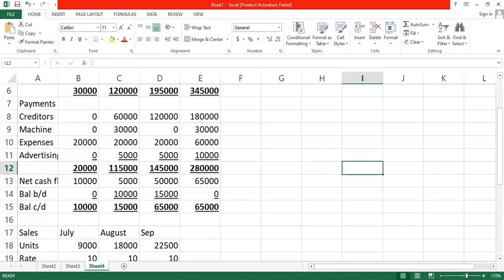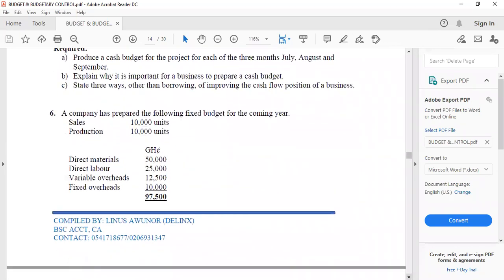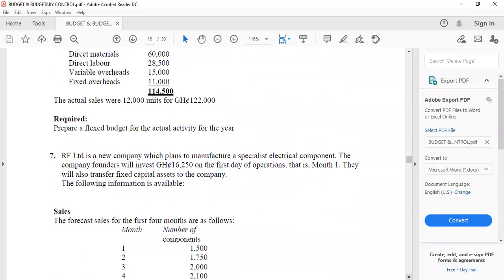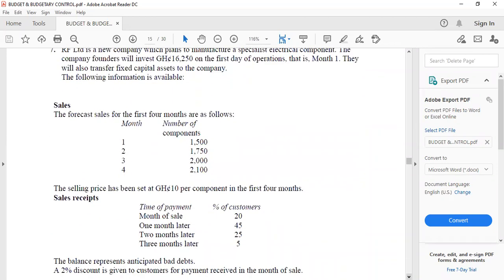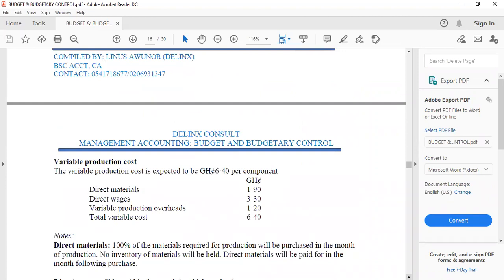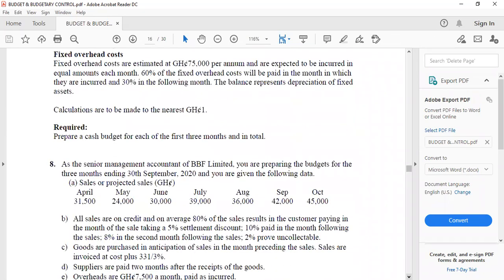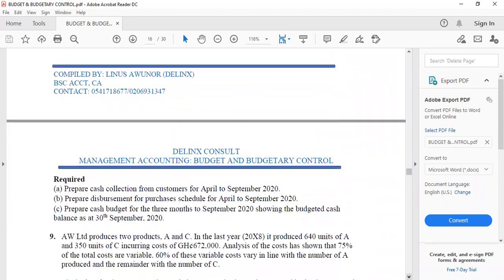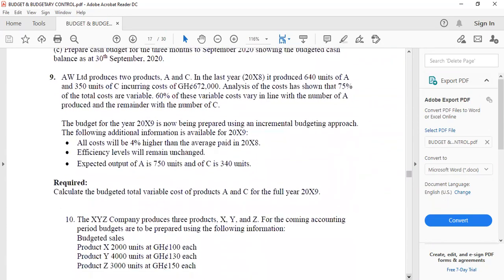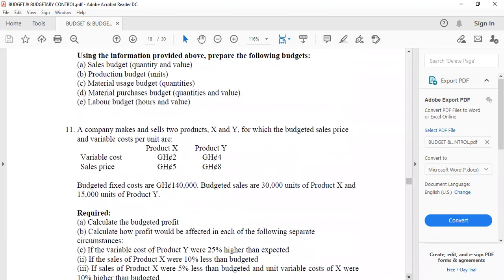Let me scroll the questions so that you go and try them on your own. Okay. Let me see some of the questions. Question 6, we have solved that one. Question 7. If you can try question 7, try it. I know that it's difficult, but try it. Question 10 is on functional budget. If you can try it.